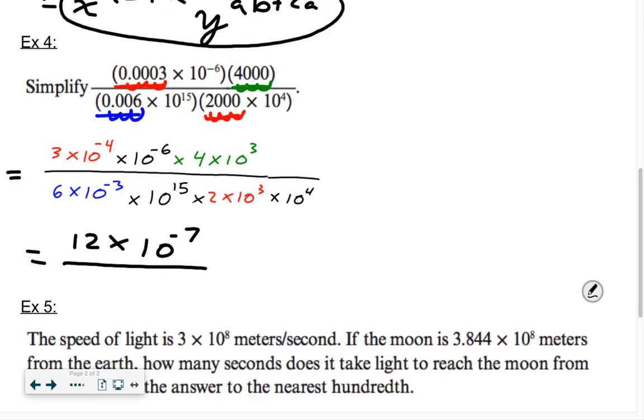If we go down below, I have a 6 and I have a 2. Product again is 12. And if we add the exponents, negative 3 and 4 will get me a positive 1, plus 15 will get me 16. Do we need to take a moment to let this digest? Everybody still on the same page? We're good?